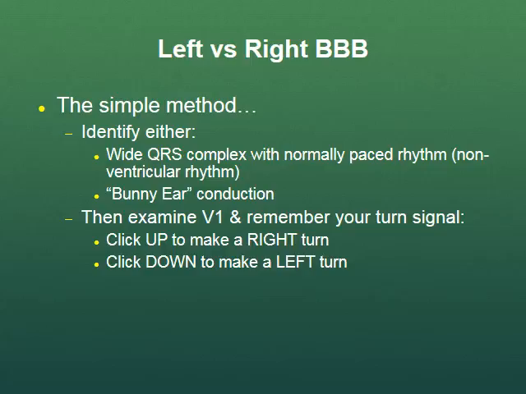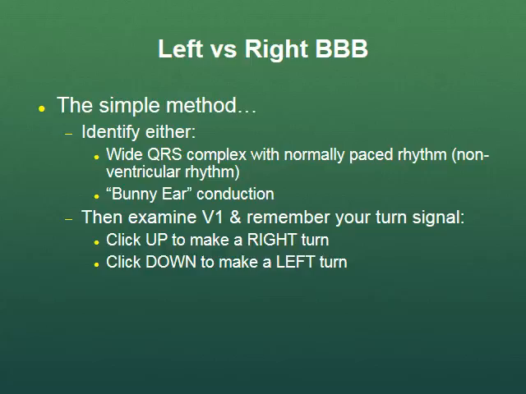So what you want to do is look for the wide QRS complex with a normally paced rhythm. For these rhythms, we still want to see a P wave with a good PR interval. Then we look for our bunny ear conduction, which you can use to rule in your bundle branch blocks. And then we're going to look in lead V1, which we'll show in the next slide. And we're going to think about a turn signal.